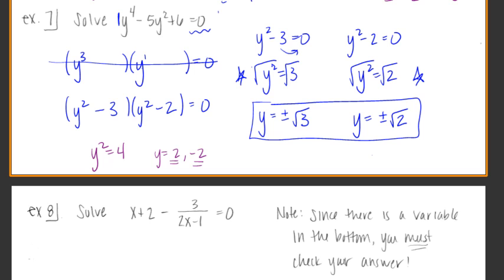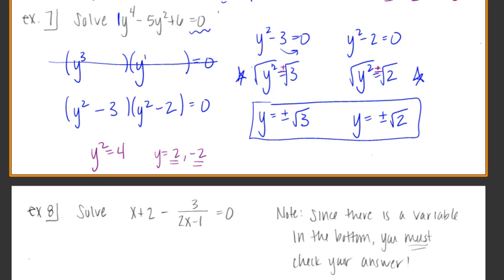So whenever you find yourself at the point of solving a problem where you need to take the square root of both sides to get rid of a square power, always, always, always make sure you put a plus or minus in front of it. And you'll get your problem right every single time.